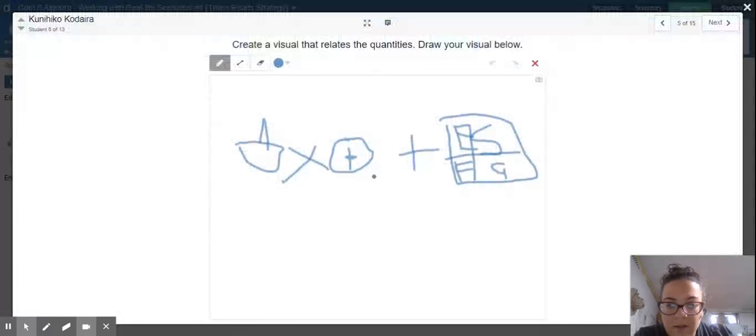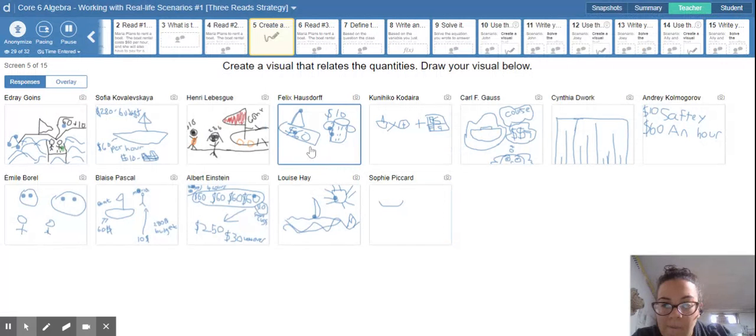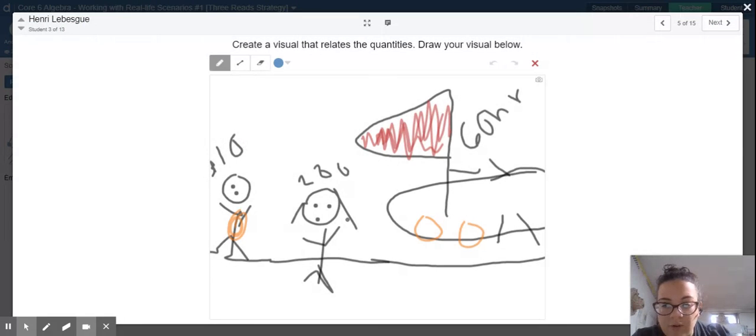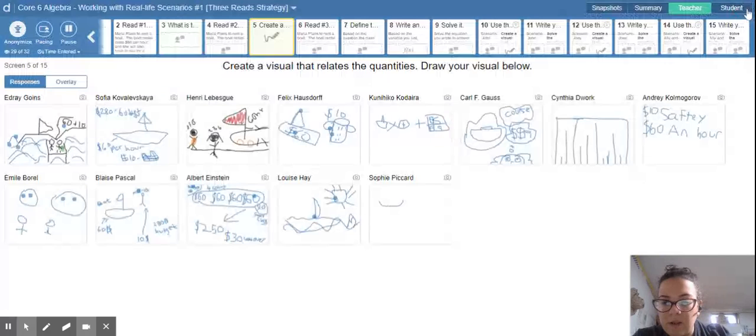This one says boat times something. I'm not sure what this is. Plus, maybe this is a safety course. So they're trying to show how those things are mathematically connected. Here's your $280. Here's your $10 for your safety. Your $60 an hour for the boat. Again, they don't have to be great artists here. Just some way to make sure that we show they're connected.